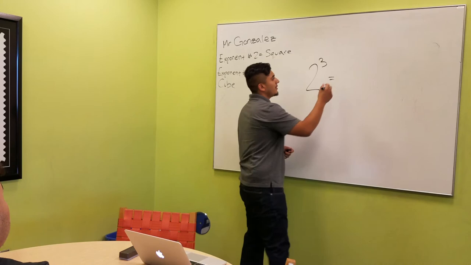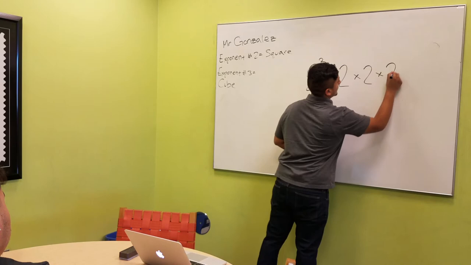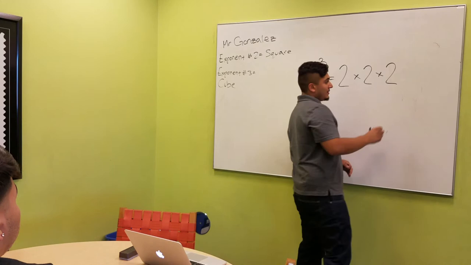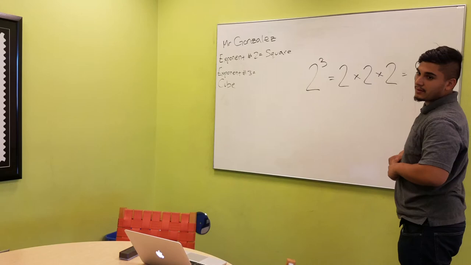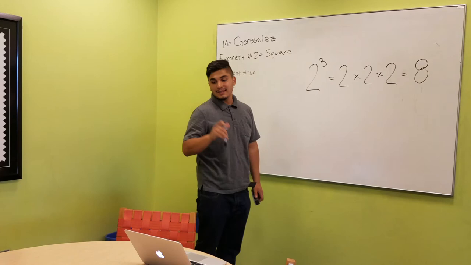So what's 2 times 2? 4. Times 2? Eight. Eight, correct. Does it mean two times three? No. It's two to the power of three. Yes, it does mean two to the power of three.